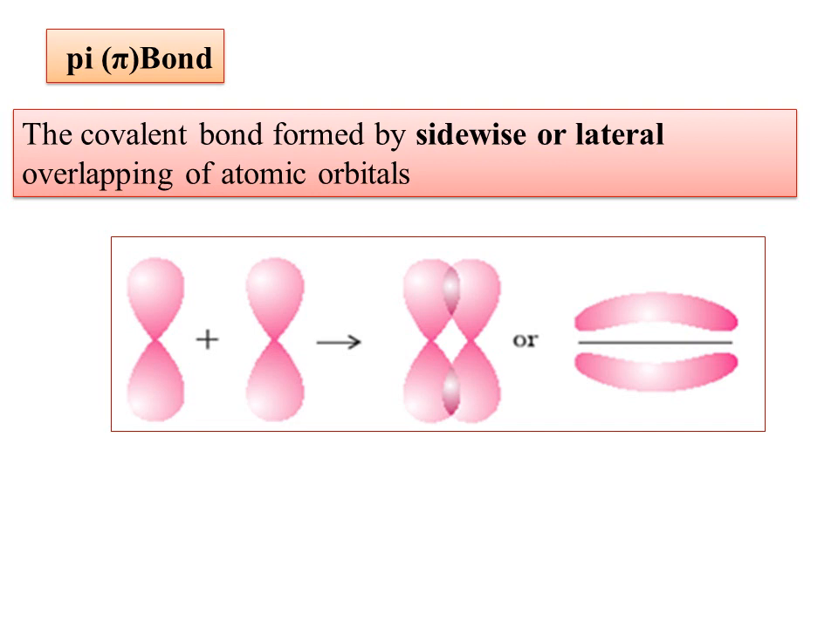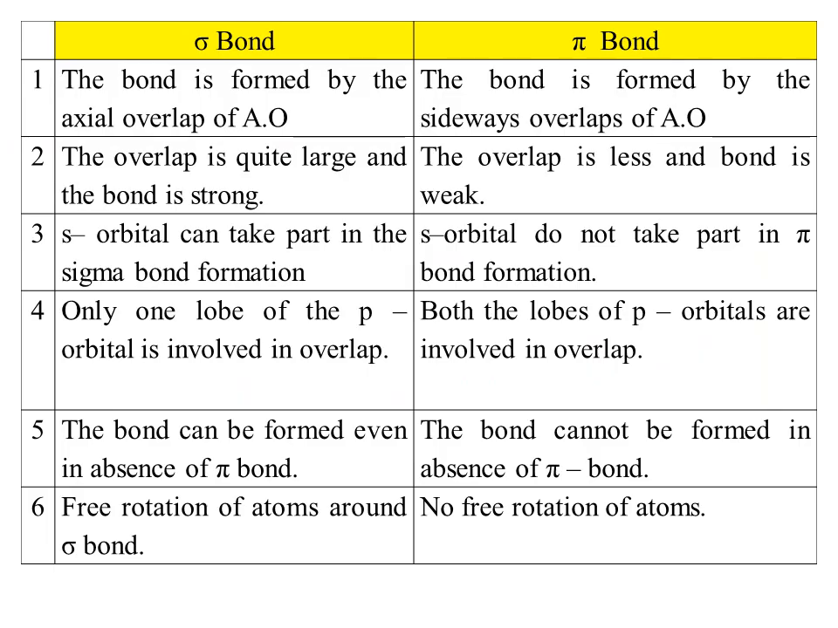This is a weak overlapping. So only at this side, because I told you p orbital is dumbbell in shape, therefore it may take place sideways or head-on. Head-on means maximum overlapping takes place. Sideways means minimum overlapping takes place. Maximum overlapping leads to a stronger bond. Minimum overlapping gives a weaker bond. Therefore, pi bonds are weaker compared to sigma bonds.